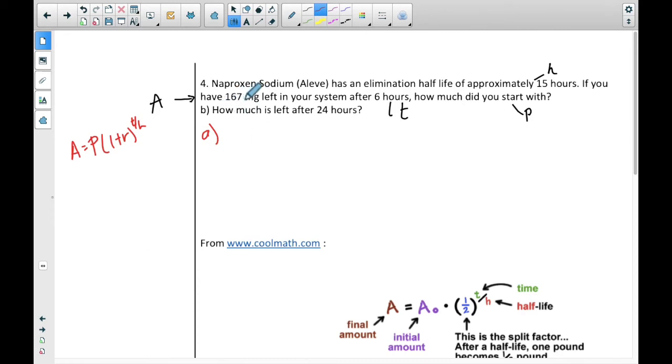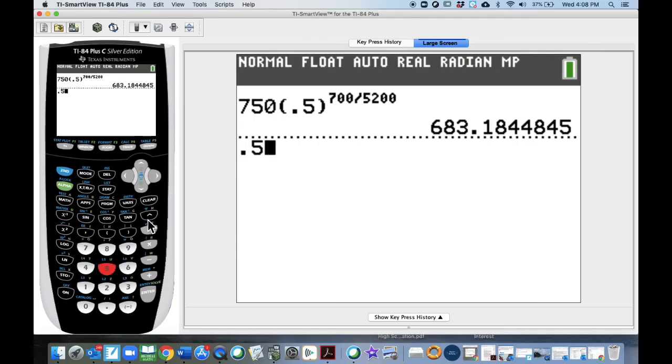A is 167. They're telling you that's how much you have, and they're wanting to find out how much did you start with. But that is what the A is, 167. So we're going to put 167 over here. Okay, now this one we can work on solving. In our calculator, we can take 0.5 to the 6 over 15 power and see what we get. So I'm just going to take 0.5 to the power of 6 over 15.